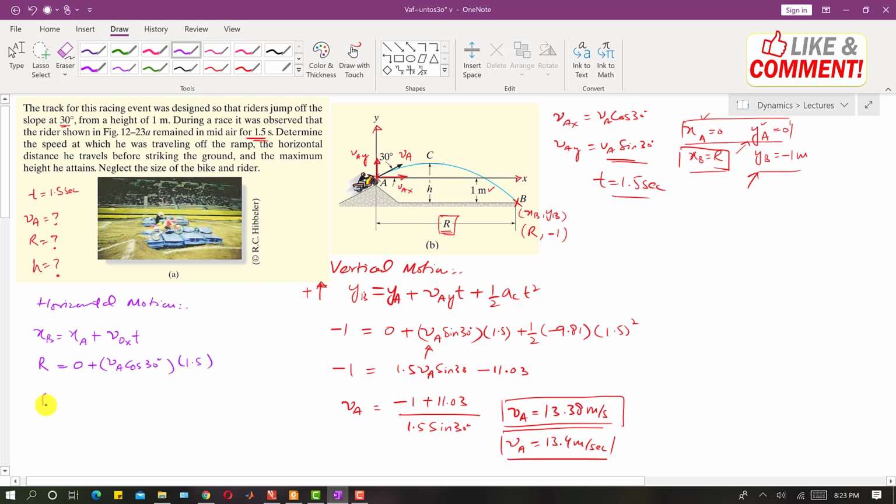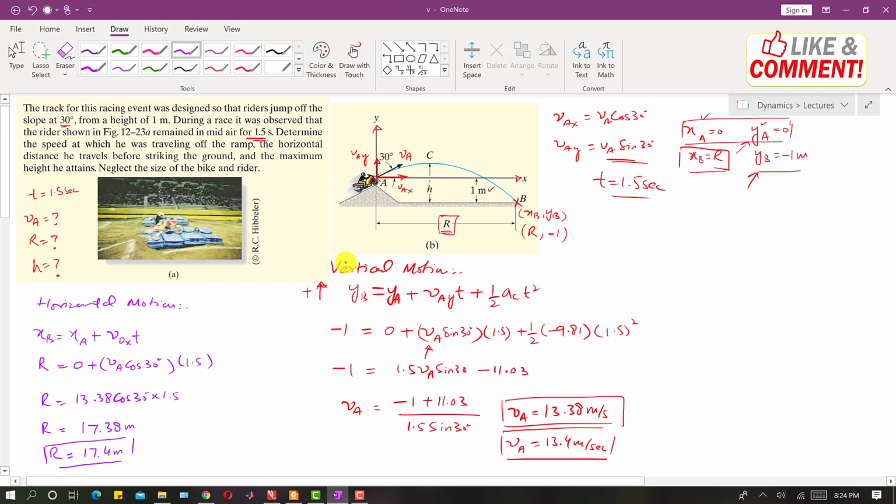So R is equal to, now we know VA magnitude, which is 13.38 cos 30 degrees into 1.5 seconds. This will give us the position of the rider from this origin in the x direction. This comes out to be 17.38 meters, or we can write that R is 17.4 meters.